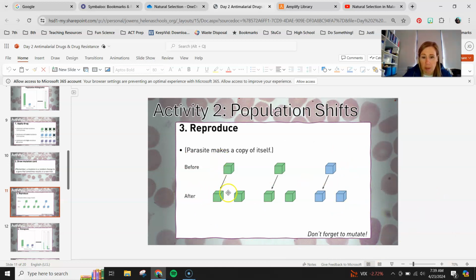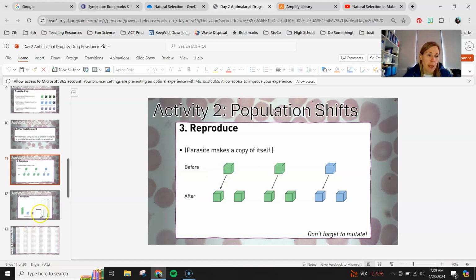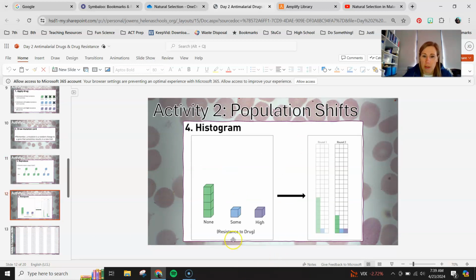So it might be no mutation. It might be, you know, one of these green cubes has a random mutation, and then you guys are going to pull a random individual out of the mutation bag, and that's going to be the offspring. So again, you guys would then draw your histogram. If at the end of a round, this is your population, you guys would draw your histogram.